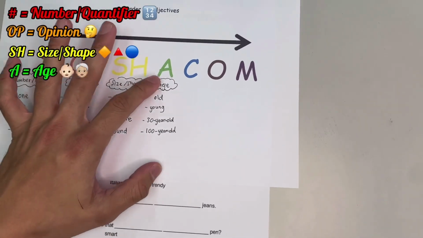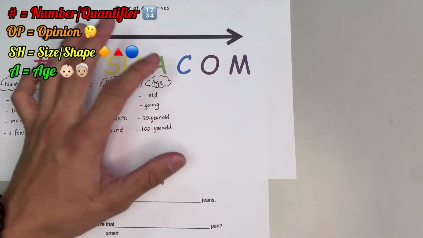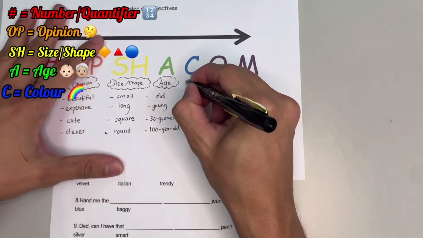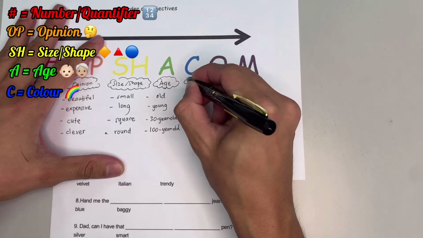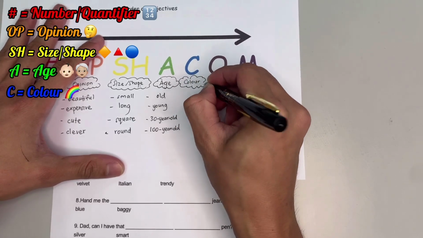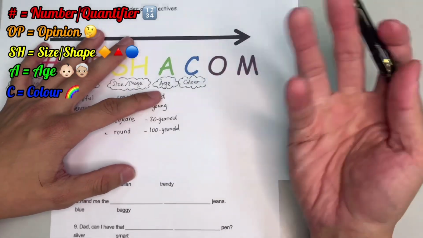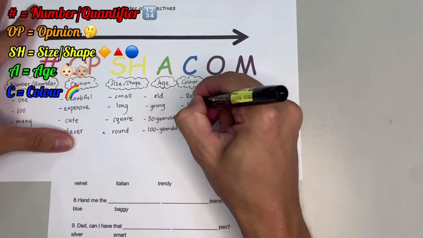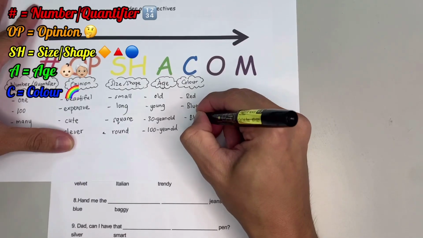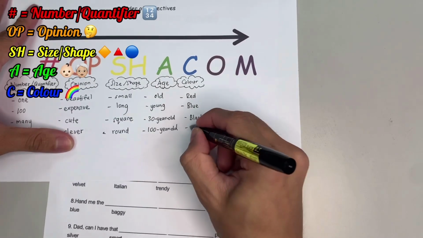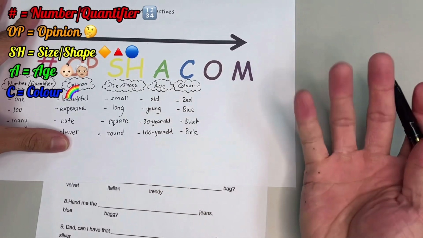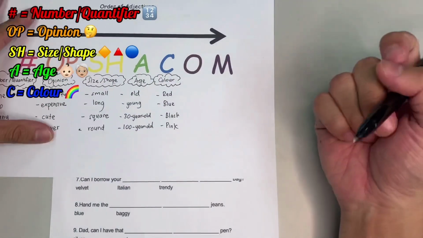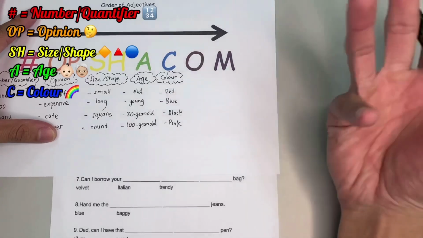Next, we have C. Can you guess what C stands for? Yes, C means color. What color is it? Red, blue. What other colors do you know? Red, blue, black, pink, black pink. I have a brown wallet. So brown is an example of an adjective describing the color.